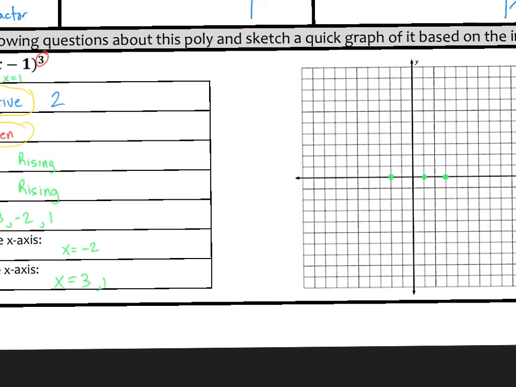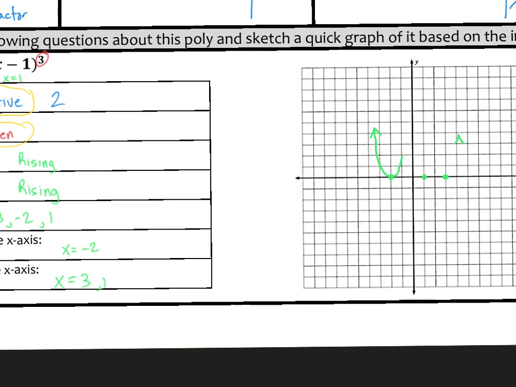I'm going to go ahead and put my end behavior. I know it's going to be rising to the left of the negative 2, and I'm also going to be rising to the right of the 3. Okay. So I'm touching the negative 2, and I'm crossing the other 2 zeros. So I'm going to start drawing my graph. Come down, I touch, and I go back up.